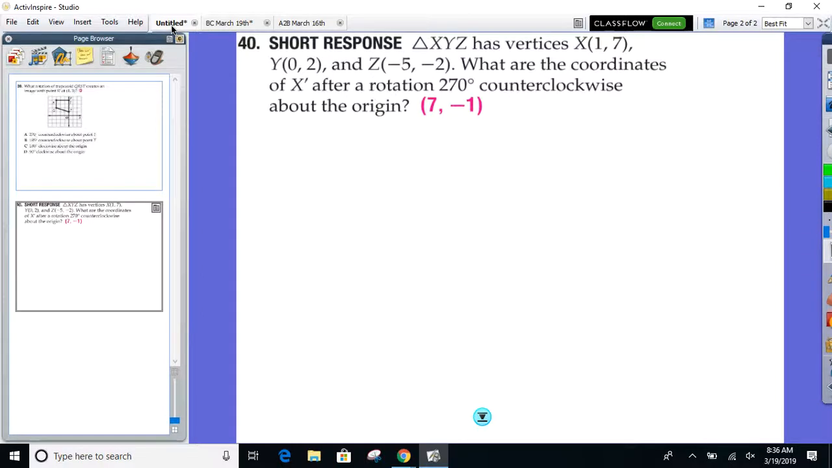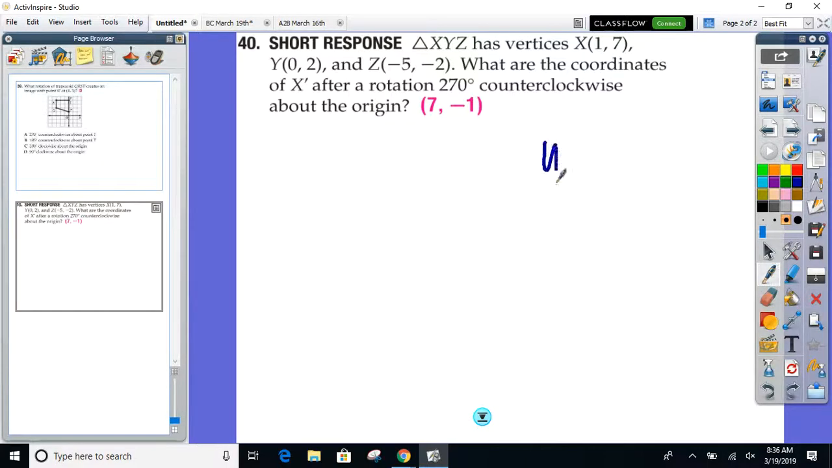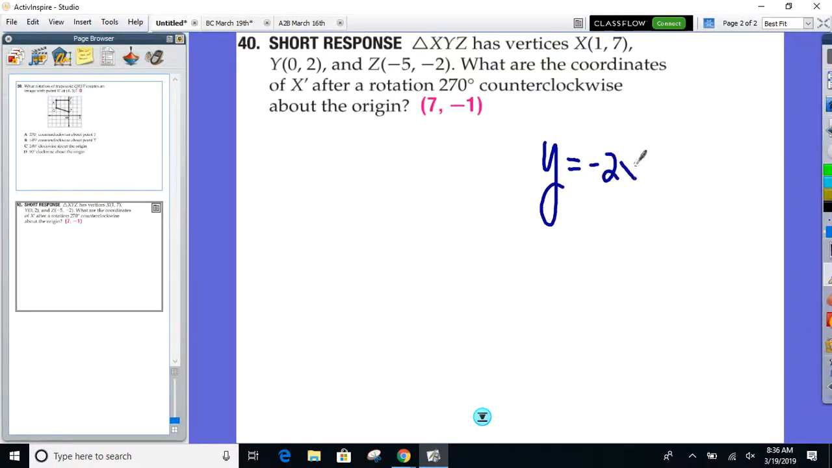Quiz tomorrow. You've got reflections over any line: horizontal, vertical, Y equals X. Do you remember the rule? Y equals negative X. Do you remember the rule? And then be prepared for reflecting over just a random line like that.